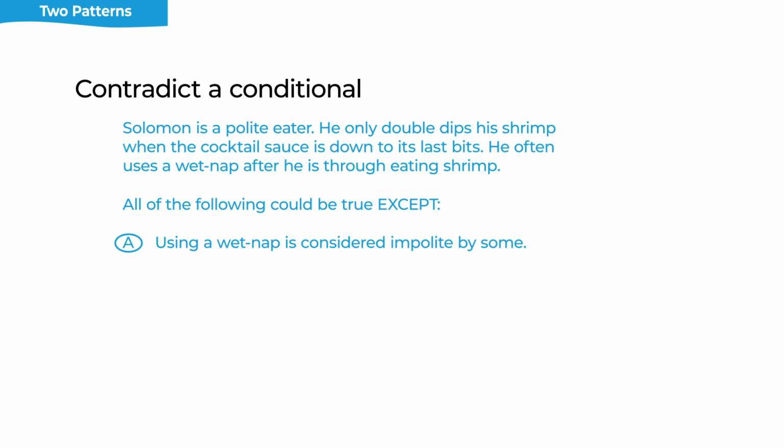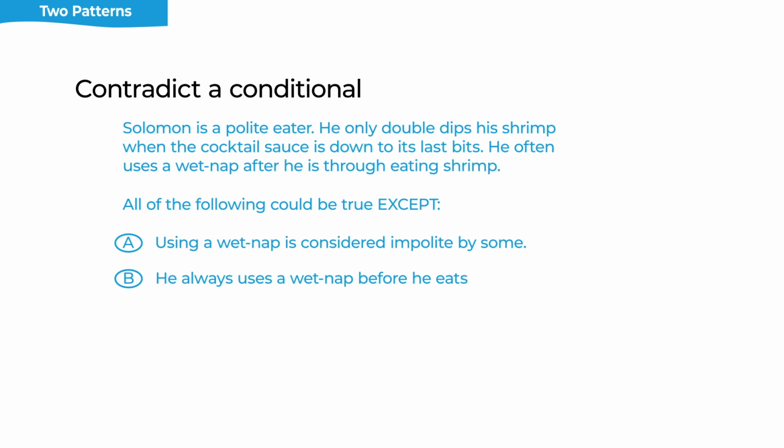However, it never connected politeness to using a wet nap. Both of those things were mentioned, but it never said, if you're a polite eater, you always use a wet napkin after you're done eating something messy. So this does not contradict anything. B says that he always uses a wet nap before he eats. And we might think, well, we don't know that. We only heard that he uses it after he's done eating. Okay, this is wrong. But is it contradicting anything?